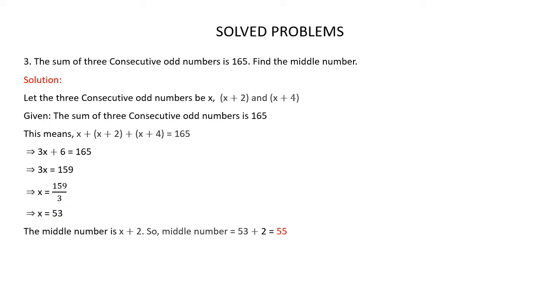What we have to find is the middle number. So the middle number is x plus 2. So middle number is equal to 53 plus 2, which is 55.